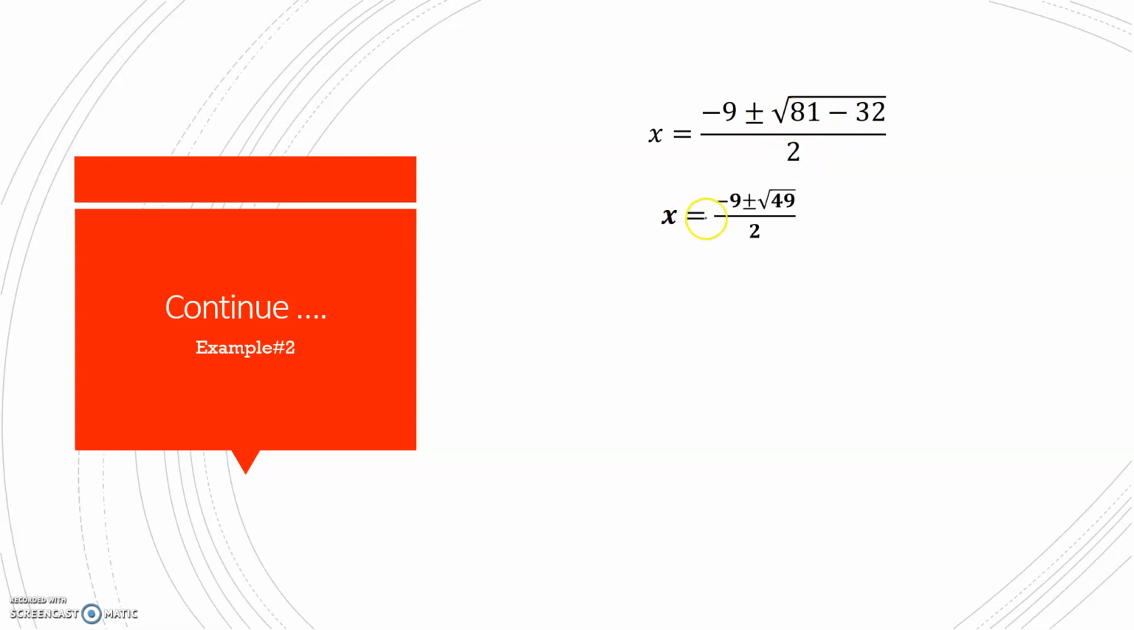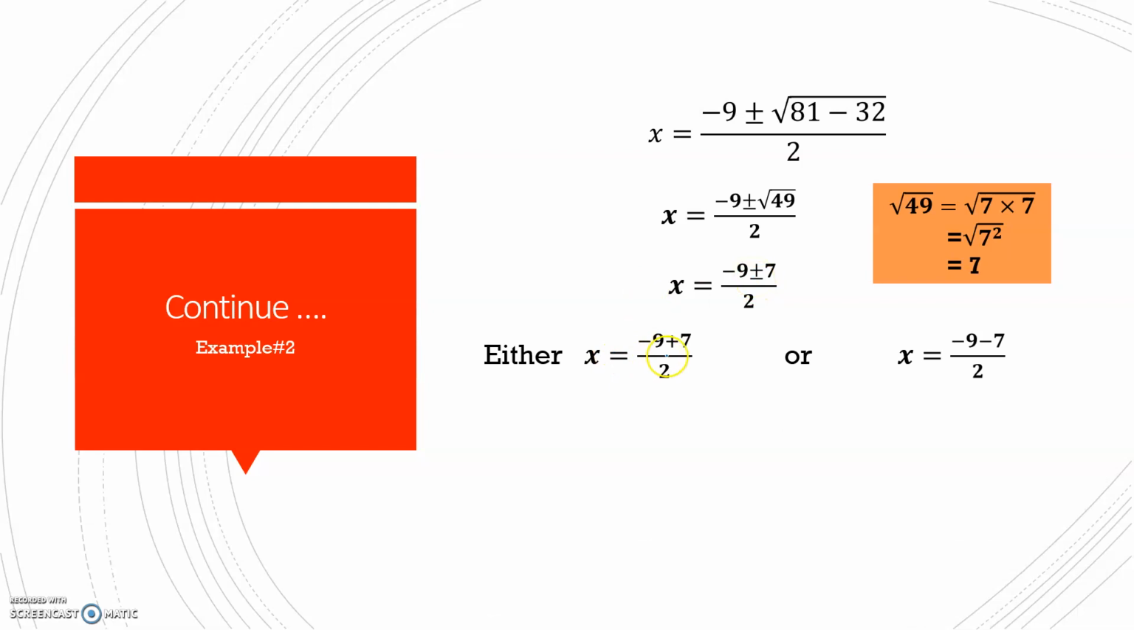Again simplifying, we get x = (−9 ± √49) / 2. As you know that 81 minus 32 is equal to 49, and square root of 49 can be written as 7. So x = (−9 ± 7) / 2. Here again you can notice that we have plus minus sign in the numerator. So it can be written as either x = (−9 + 7)/2 or x = (−9 − 7)/2.